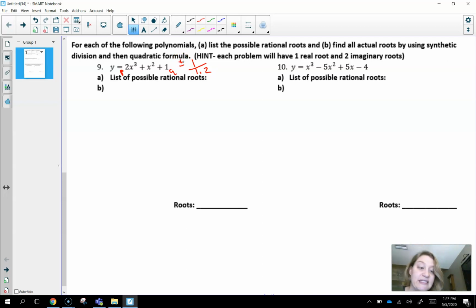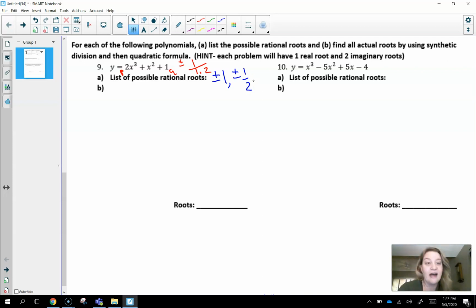So what's the list of possible rational roots? Well, that is going to be 1 divided by 1 is positive and negative 1. And then positive and negative 1 divided by 2 gives me positive and negative 1/2. Okay, so that's part A. That is your list.